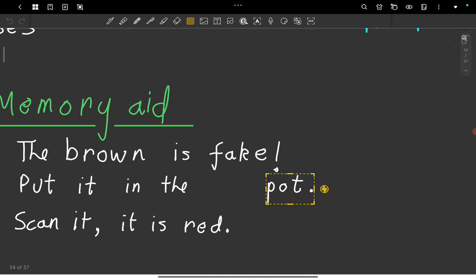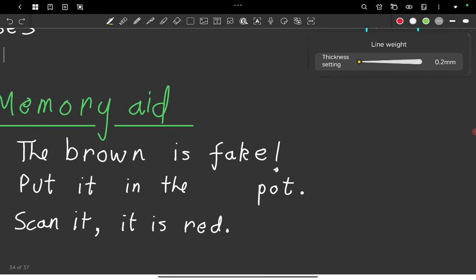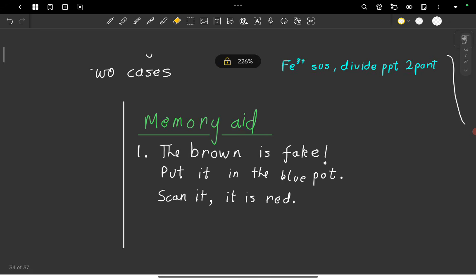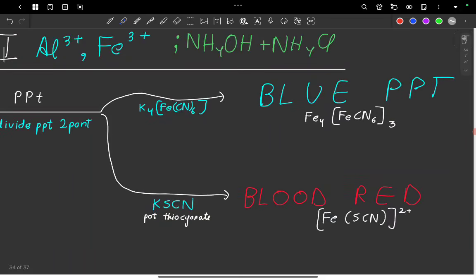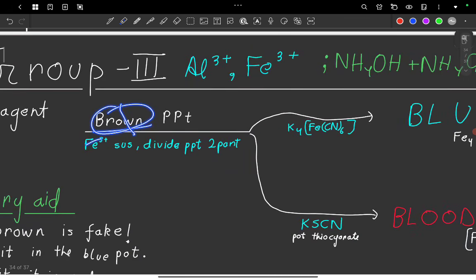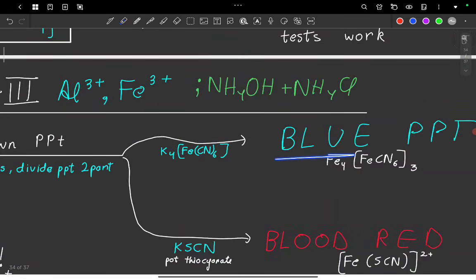Oh, I forgot to add one word here. The actual trick is that put it in the blue pot. Okay. And when you put it in the blue pot, you have to remember that blue pot. You have to link blue with potassium. And the brown was fake. Putting in the blue pot, it in potassium.